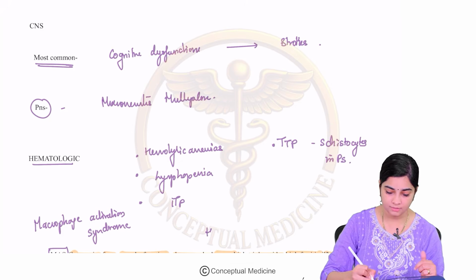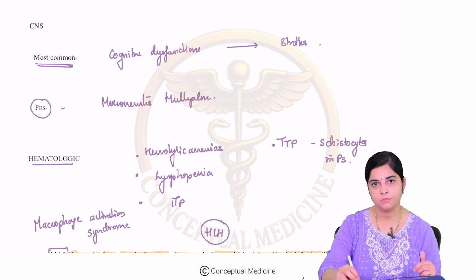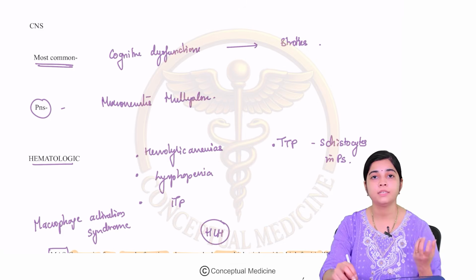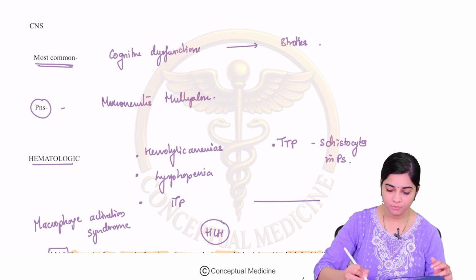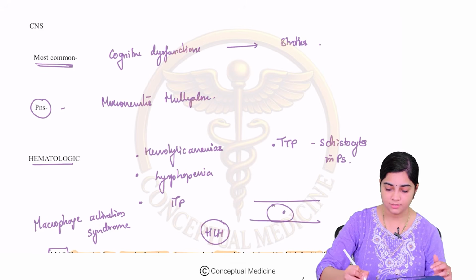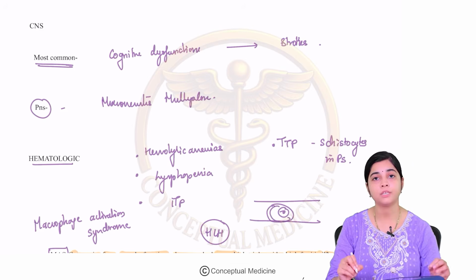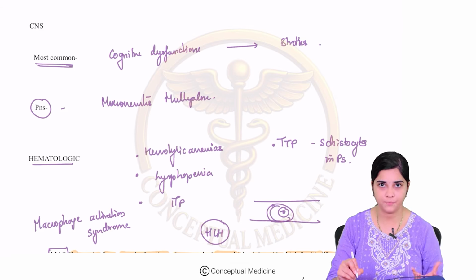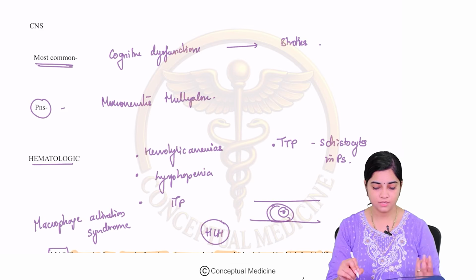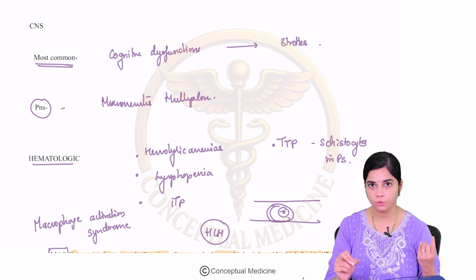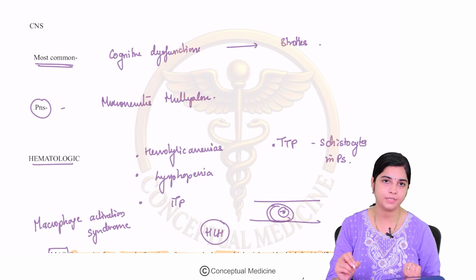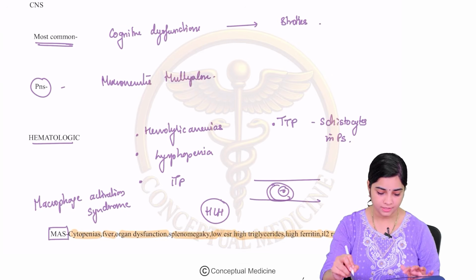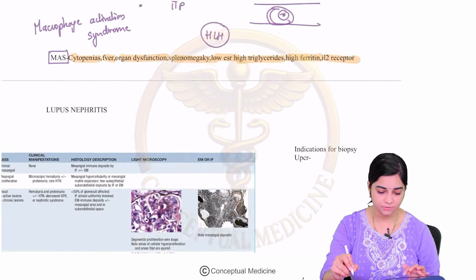So this is basically similar to your HLH, hemophagocytic lymphohistiocytosis, where there is emperipolesis. If you do a bone marrow examination, there is a cell within a cell. So the macrophages begin to eat up all the cells, resulting in severe organ dysfunction. So there are cytopenias, organ dysfunction, fever, splenomegaly, low ESR, high triglycerides, high ferritin, and high interleukin-2 receptor levels. Okay, so this is about the various hematologic manifestations of SLE.